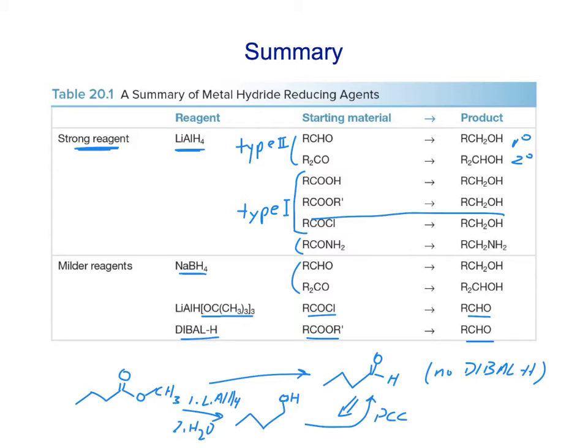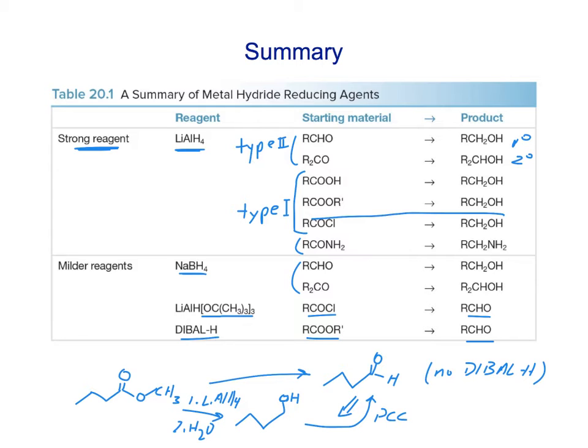Okay? So in fact, in real life, from my own experience, this DIBAL reduction, on paper it looks great, but it doesn't always work perfectly because sometimes you get a mixture of the aldehyde and alcohol. And so in those cases, sometimes it's just easier to reduce the ester all the way to the alcohol and then oxidize it back to the aldehyde, right? Sometimes two reactions that are very good are better than one that's not working so well. Okay, so sometimes there's other ways to do these or to combine these reactions as well.